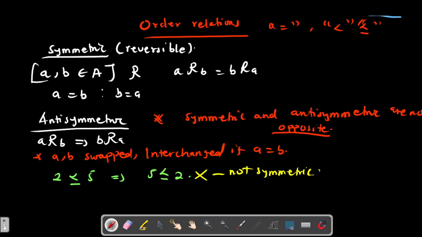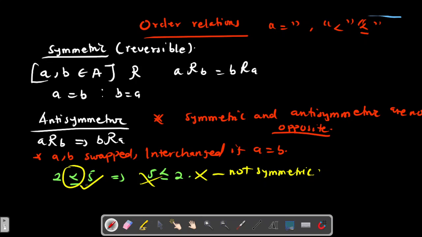But when you talk about antisymmetric, yes, 2 is less than or equal to 5. When you swap, it is 5 less than or equal to 2. But you cannot swap because they are not equal. So antisymmetric will tell you, don't swap, but the relation still holds. Meaning less than or equal to satisfies the antisymmetric property. You can swap only when they are equal. That is antisymmetric. It's only telling you not to swap unless they are equal, but that doesn't mean that if they are not equal, it doesn't hold. It still holds.